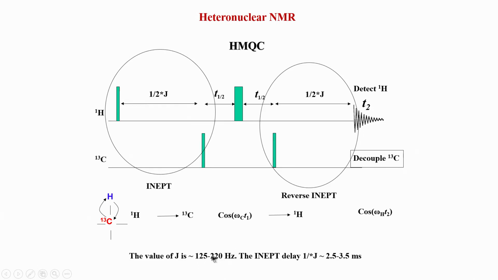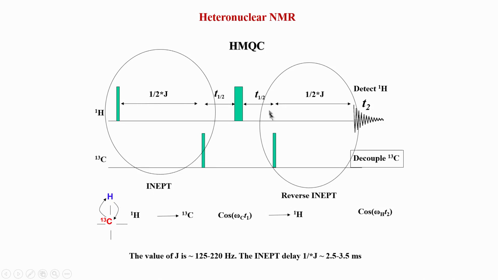So based on these coupling values, we choose a particular delay period, and that ensures that the transfer takes place only for one bond. You have to keep in mind, we are transferring the magnetization from proton to carbon only through one single bond. We are not going for multiple bond transfer, which is a different experiment.